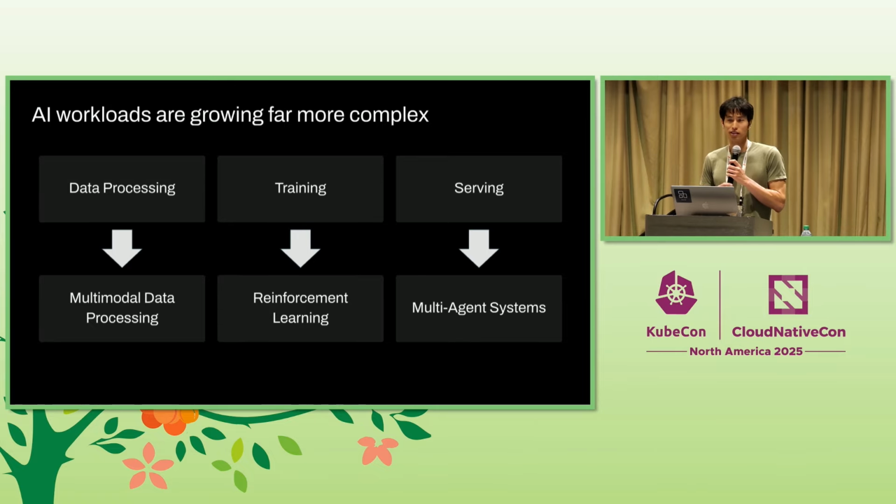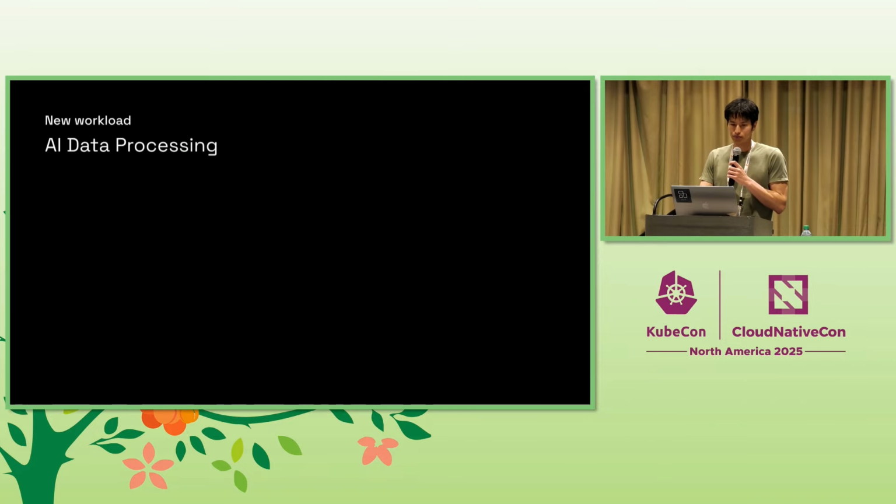So in the case of data processing, we're seeing a lot more multimodal data, video data, PDFs, images, and so forth. In the case of training, we're not only doing regular training, we're starting to do reinforcement learning. And in the case of serving, we are not only deploying regular models, we're deploying really large models, and we're composing them together to build multi-agent systems. So each of these different workloads is still around, but is growing in complexity. And I want to go into a little more detail on just a couple of these.